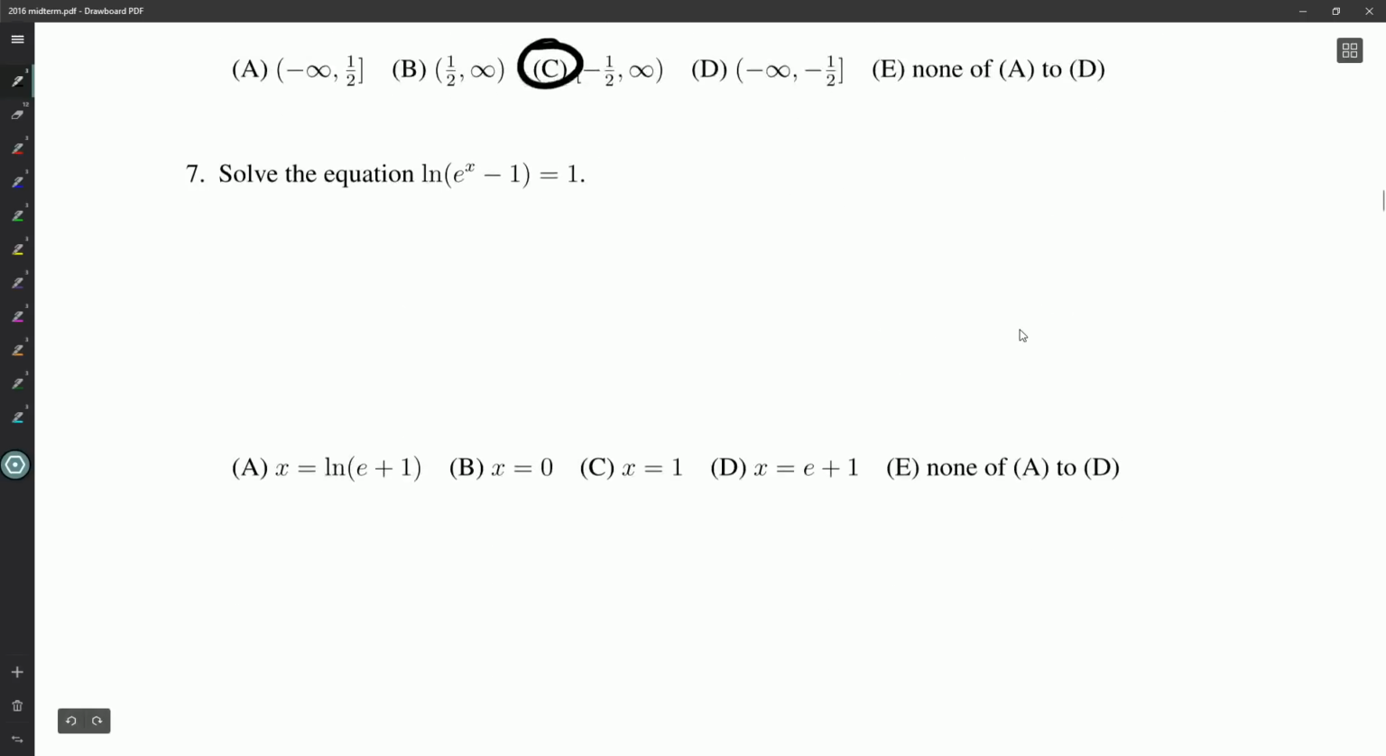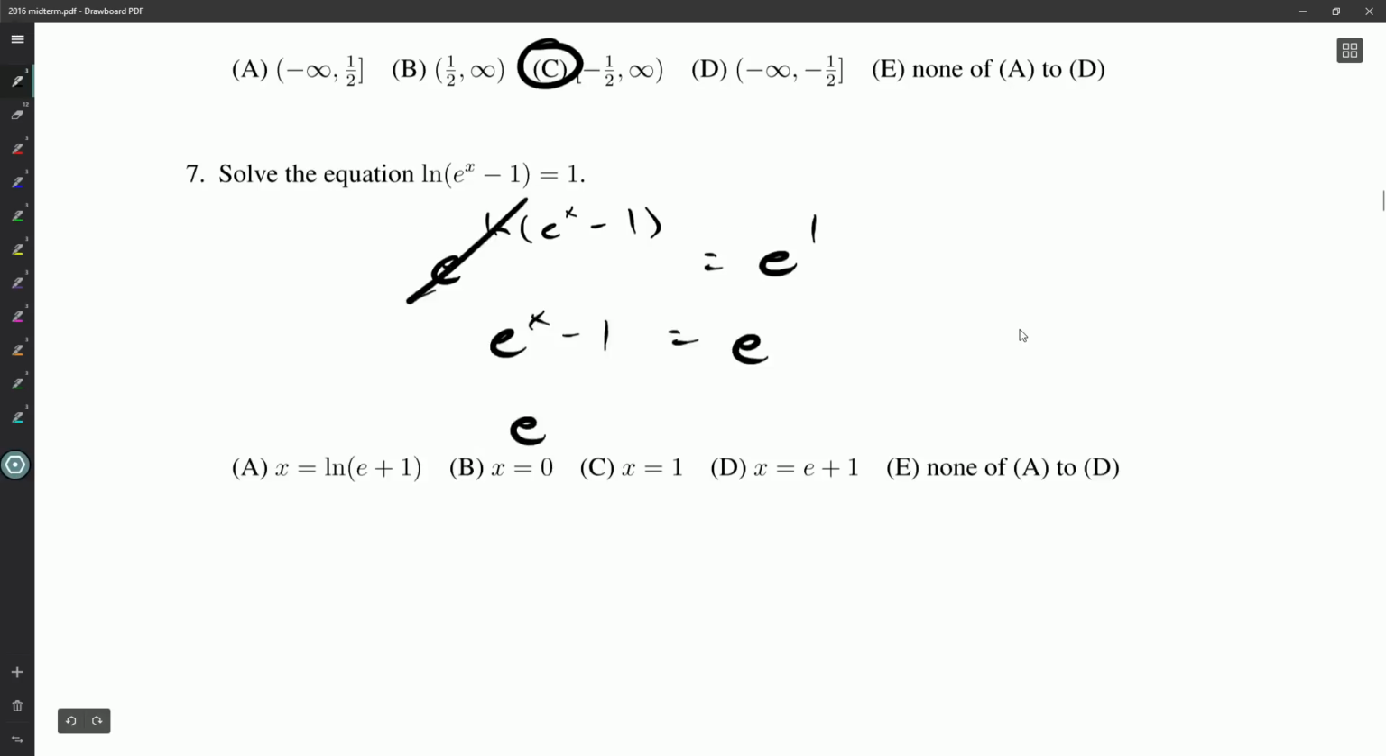7. Solve the equation ln of e to the x minus 1 equals 1. Well, what cancels out ln? E. So e to the ln e to the x minus 1, not x for some reason, is equal to e to the 1. I would just raise e to both sides. But now e and the ln cancel out, so I get e to the x minus 1 is e to the 1, which is e.